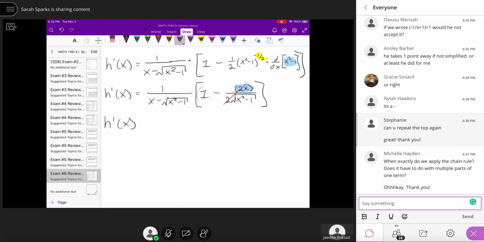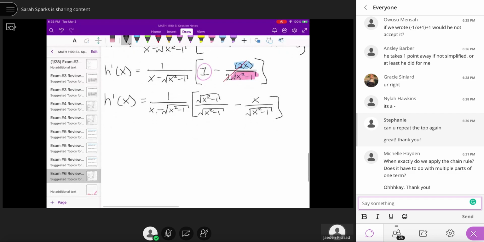And then I'm going to do something very similar to what I did in our last problem with this 1. I'm going to write it as x squared minus 1 over x squared minus 1, or the root of it, that is. So this first part staying the same, x minus x squared minus 1. And then I'm going to write that 1 as x roots x squared minus 1 over roots x squared minus 1 minus x over roots x squared minus 1. And now we're able to add these numerators together. So we get h prime of x, root x squared minus 1 minus x all over root x squared minus 1.